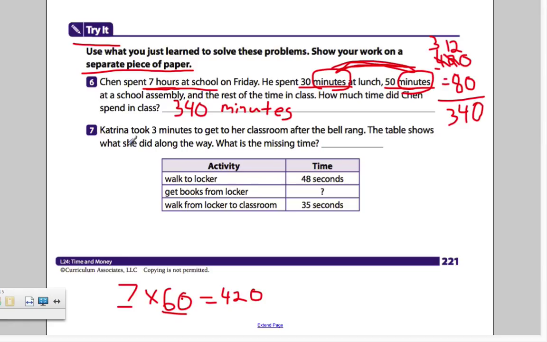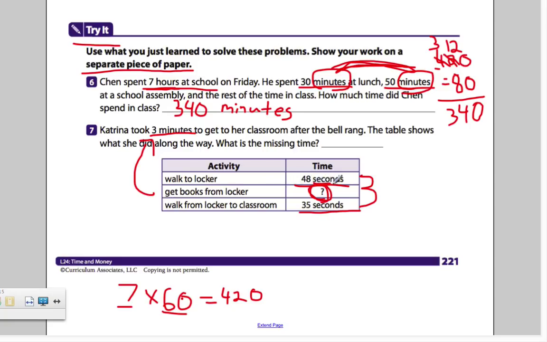Let's look at number 7. Katrina took 3 minutes to get to her classroom after the bell rang. The table shows what she did along the way. What is the missing time? So, okay. She was 3 minutes late. Okay? And this is some of the stuff she did, and this is the other stuff she did. But we need to know what the missing time is. All three of these together need to add up to 3 minutes.